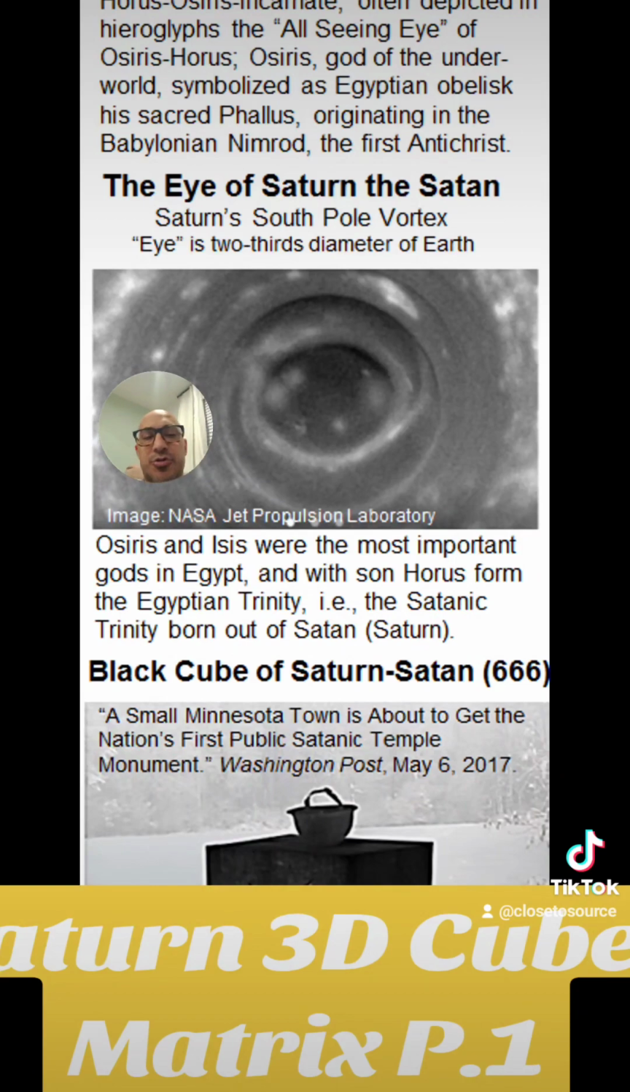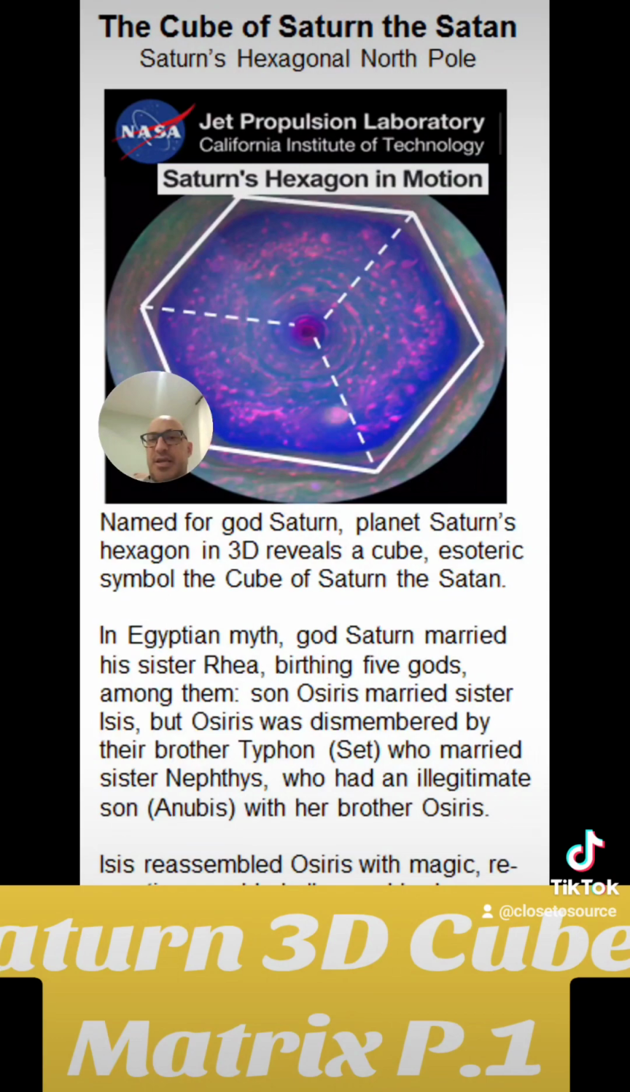And once you start to research the occult, you start to see the lore that they have to Saturn. It's right here. It says, named for God Saturn, planet Saturn's hexagon in 3D reveals a cube, esoteric symbol, the cube of Saturn, the Satan. In Egyptian myth, God Saturn married his sister. You see, it goes on and starts naming all these different deities.